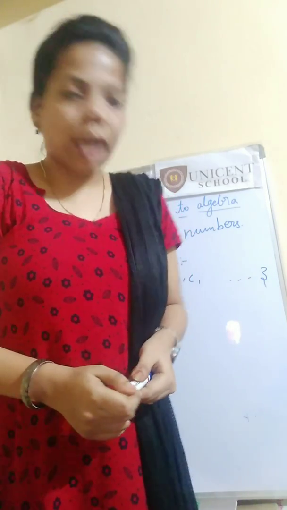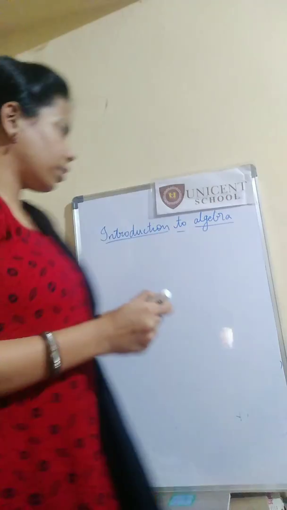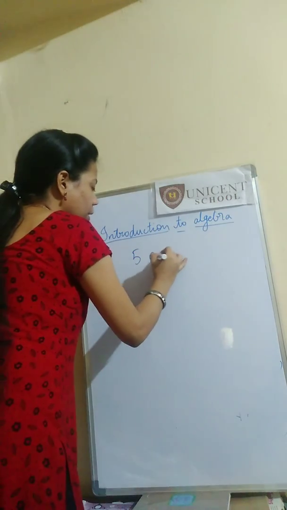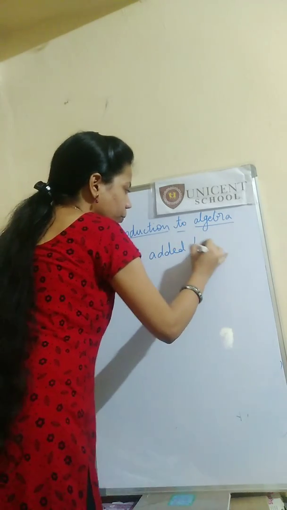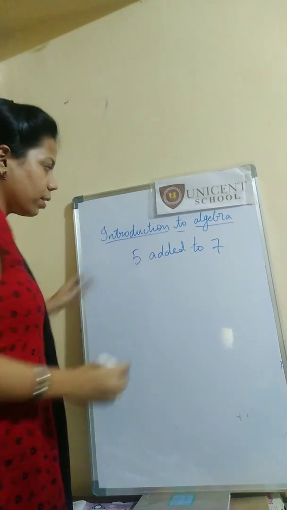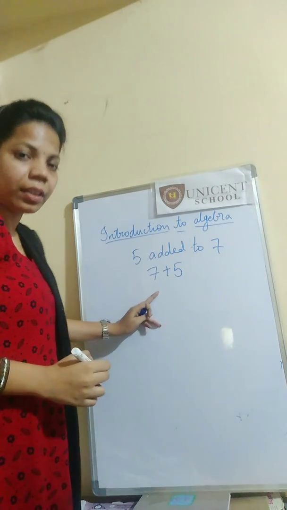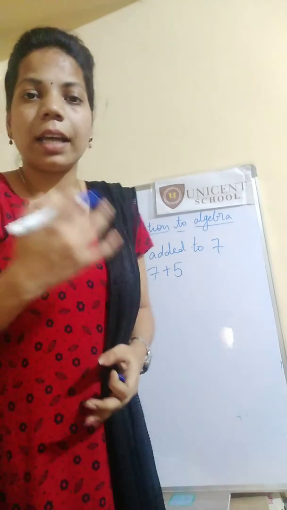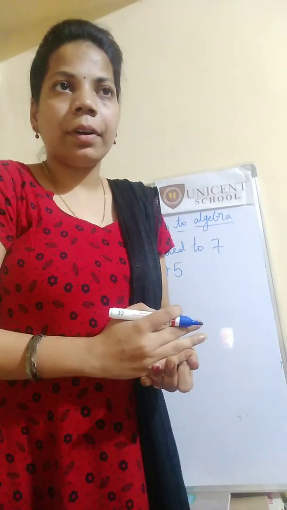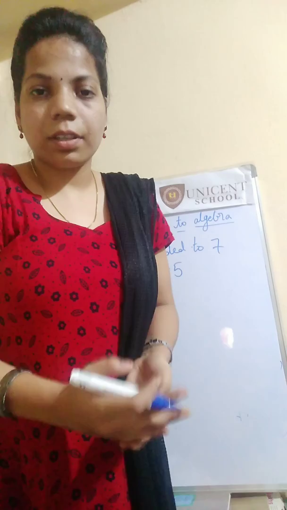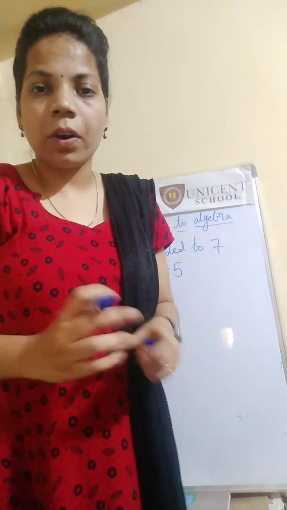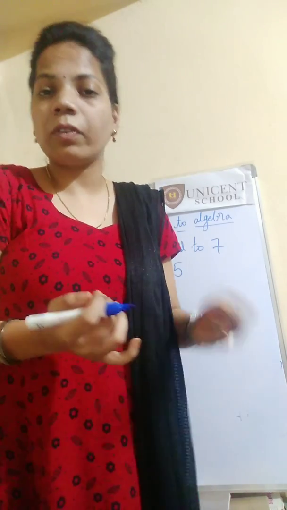Fine children? Now, if I ask a question like 5 added to 7, how you will represent this statement? 5 added to 7. How we will write this? 7 plus 5. 5 added to 7. Right? So now if I ask another question like a number added to 6, or sum of a number and 6, how we will represent it?